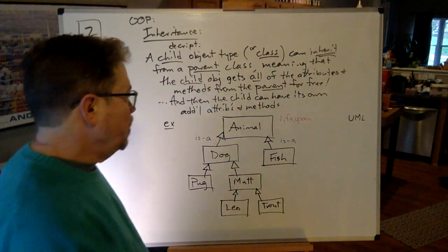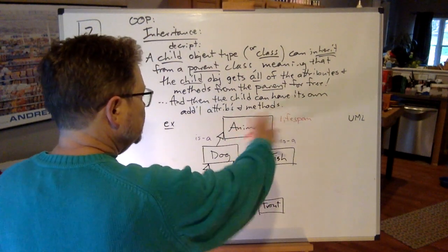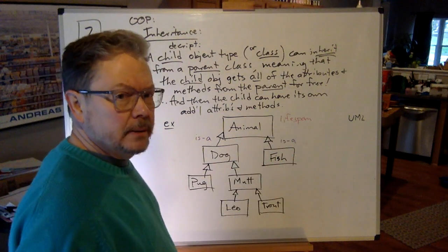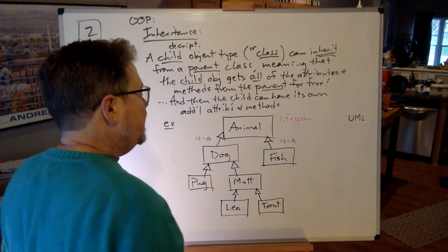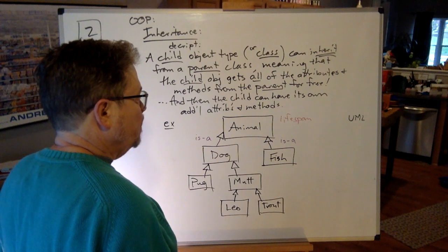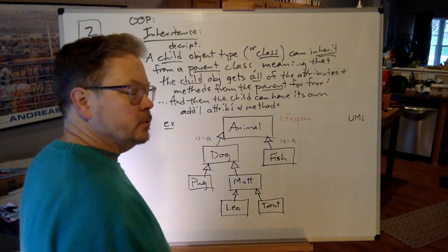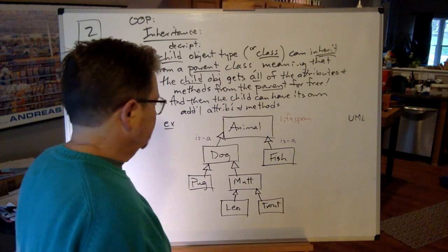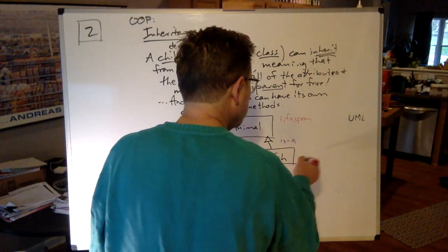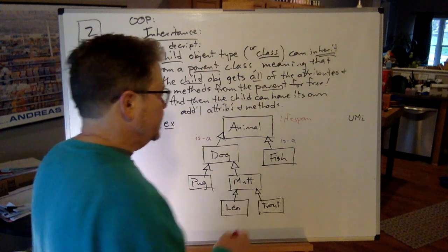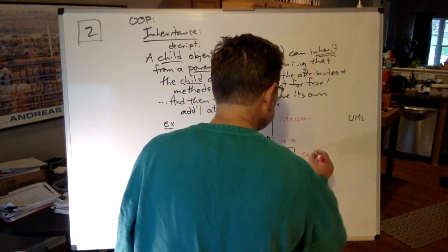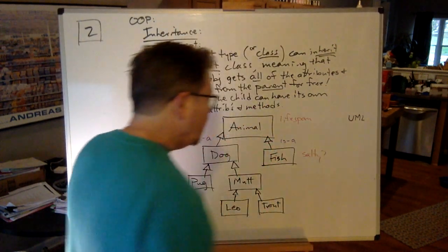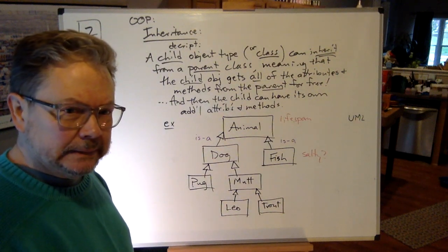Now, we group all that together up there, all the things that all animals have in common. Here we have a fish. What might a fish have beyond just what a regular animal has? Well, I should have thought about this before. I'm going to put a Boolean value, one of those true-false things. Salt water? Do you like salty water or fresh water?